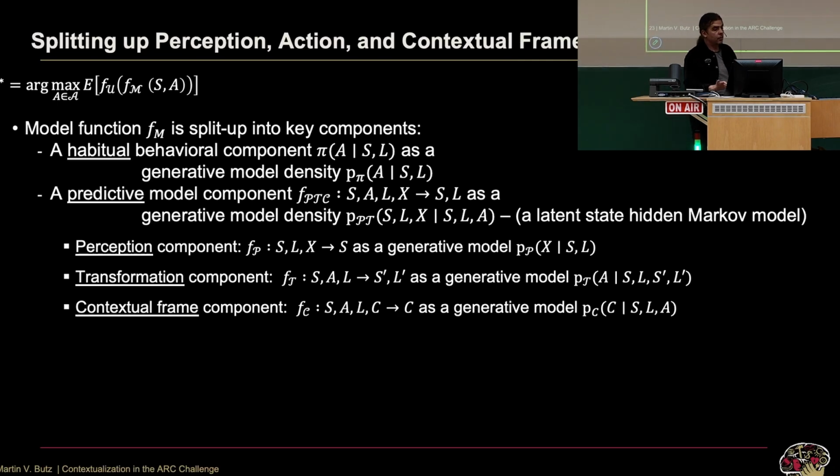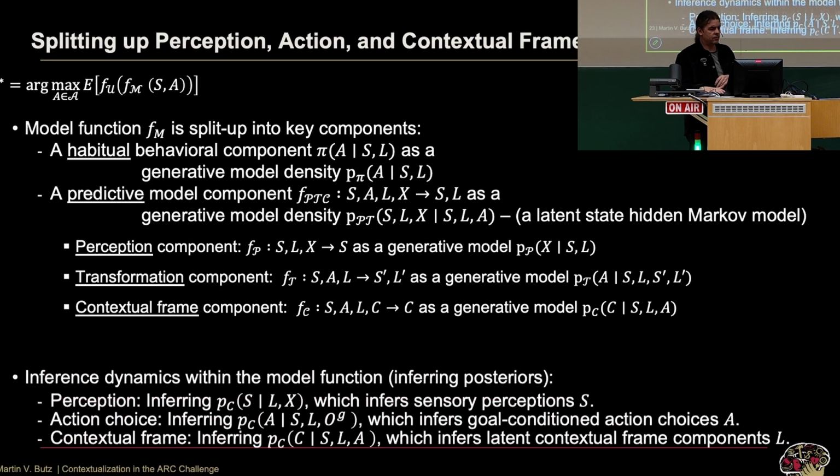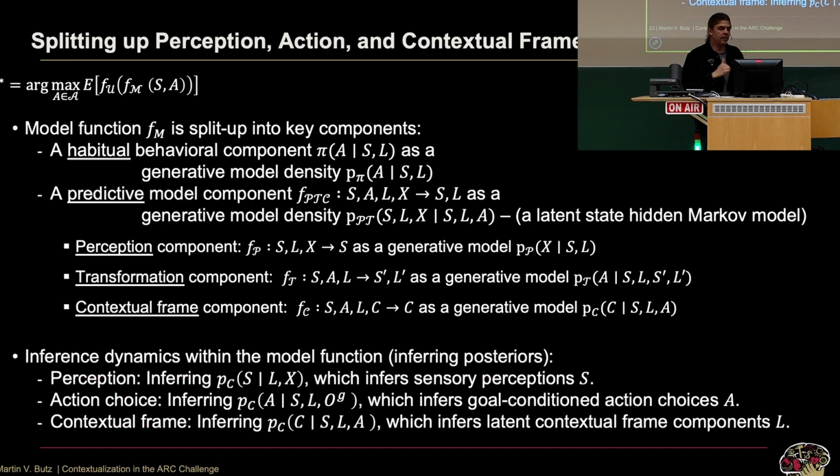And I have habitual prior behavior to check my action tendencies, how I would interact with this world. And with a predictive model, I can then roll out, do planning basically, and see, okay, what would happen if I do this? And is this really, depending on my goal, what I really want to happen? So basically, with this structure, I can do perceptual inference, action choice inference, and contextual frame inference.